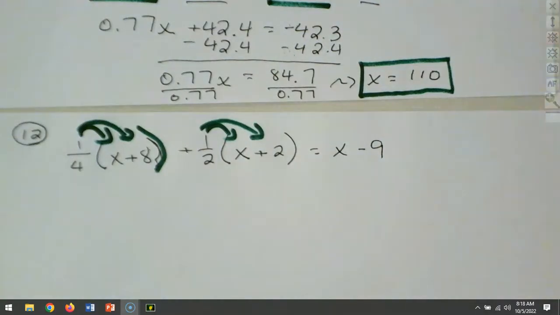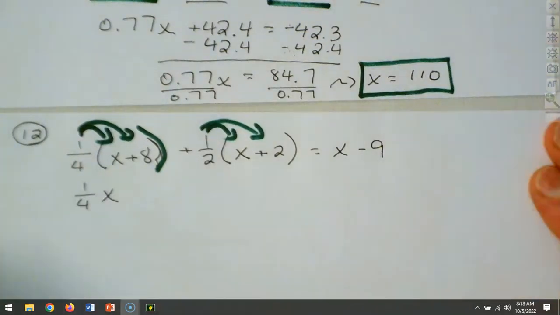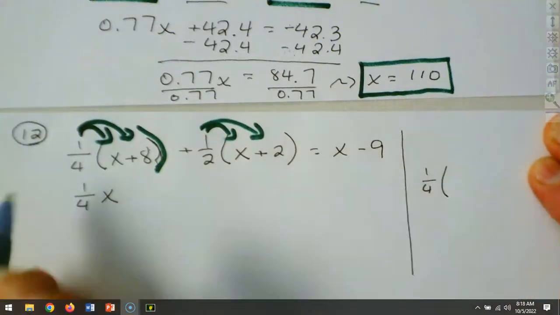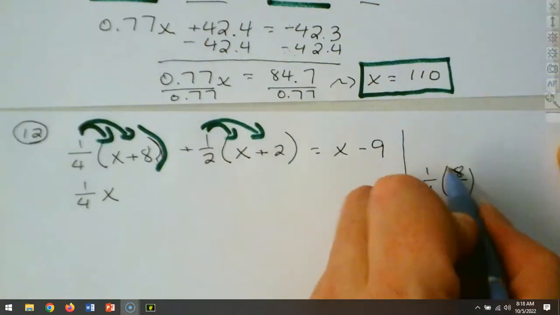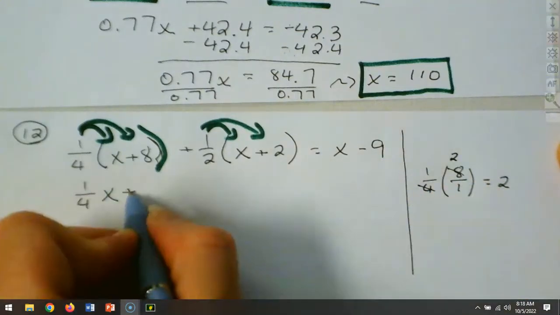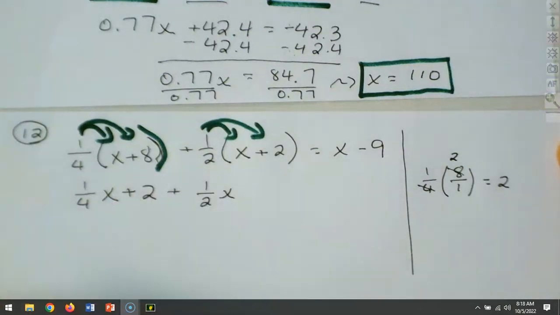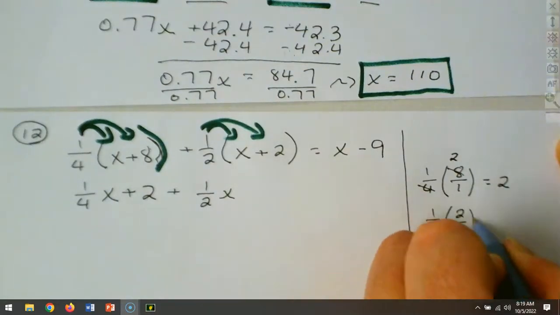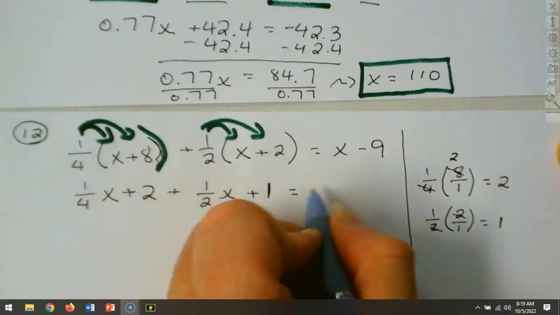Okay, if you struggle with fractions, you can work them over to the side. We've got 1/4 x. It just goes through. And then we've got 1/4, and what are we going to have to multiply it by? 8 over 1. Okay, and you can cross cancel. The 8 and the 4 cancel, and that leaves you with the 2. So that's going to come out to be a +2. Then we've got 1/2 x, right? And then what's 1/2 times 2 over 1? Let's cancel again, and that leaves you then with a +1.